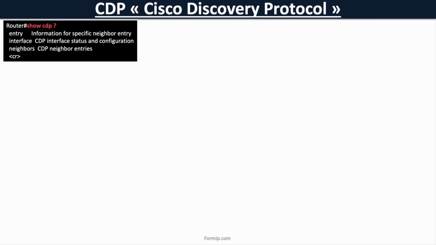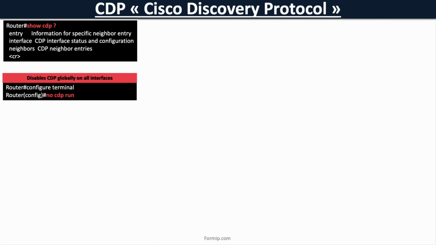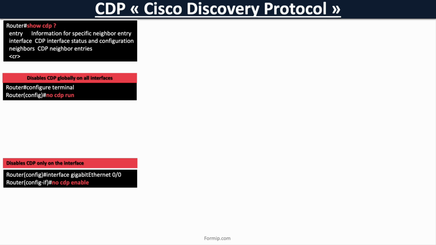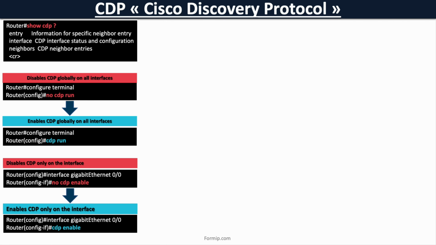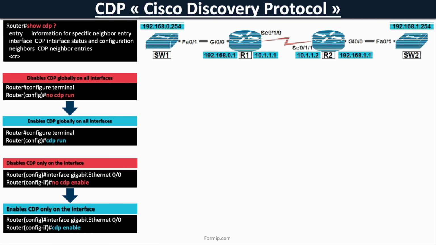CDP is enabled by default on all interfaces, but you can disable this feature on one interface or on all interfaces. To disable it on all interfaces, you must use the no cdp run command in global configuration mode. And to disable it only on one interface, you have to do a no cdp enable on the interface in question. In the example, this is the GigabitEthernet 0/0 interface, and for activation, it's the same command, but without the no.